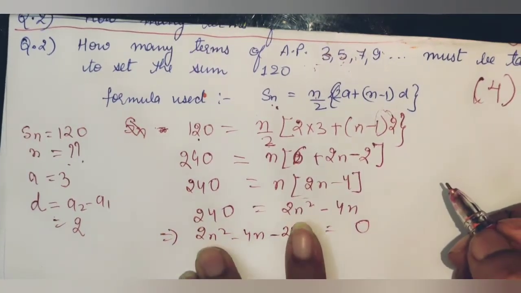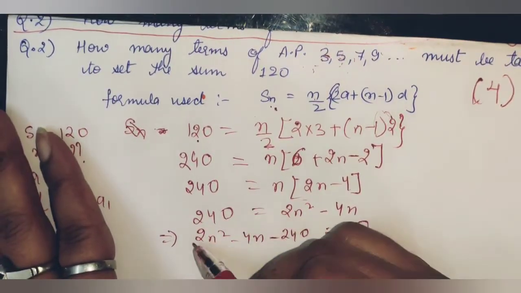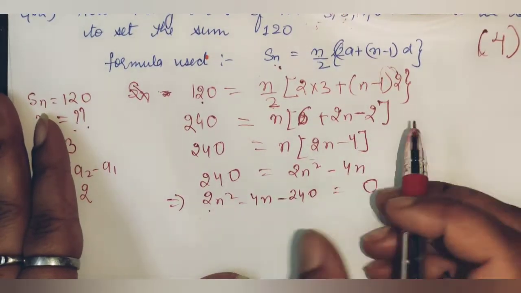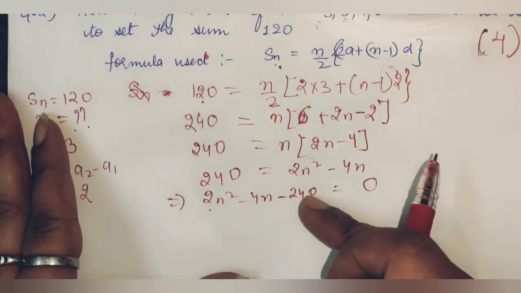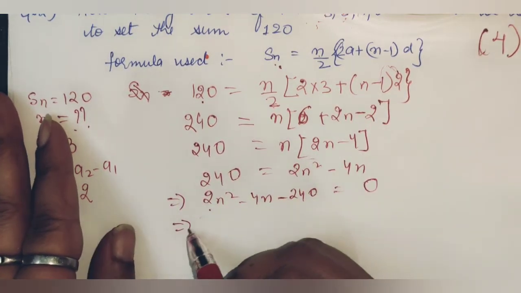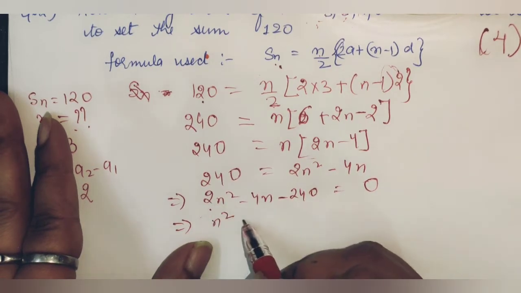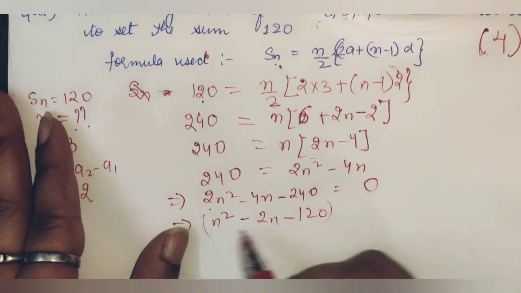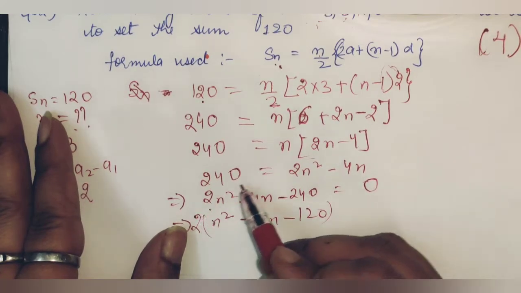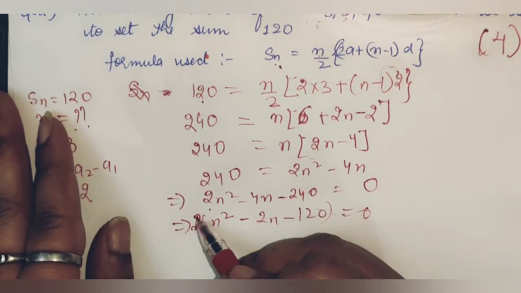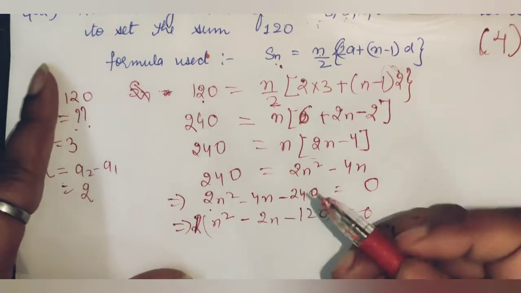Now take common from this equation. You can take the value 2 as common. Taking common means that all these terms are divisible by 2. So if we take 2 common, we are left with n square minus 2n minus 120, and the 2 stays outside. If you transfer 2 to the right hand side, there it is 0, so the value becomes 0. So you can remove the 2 from this side.